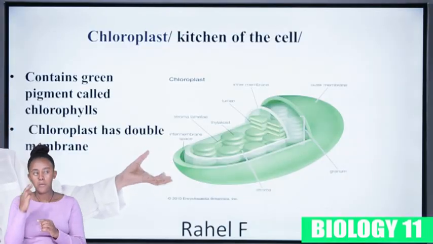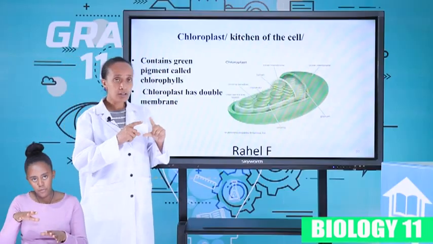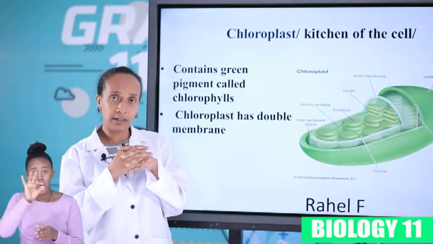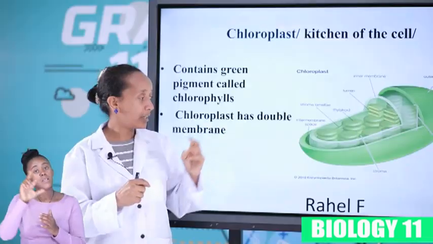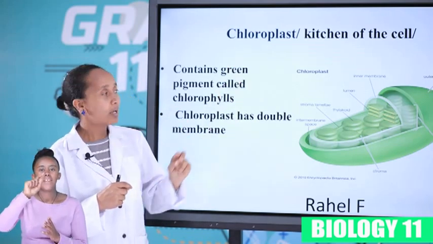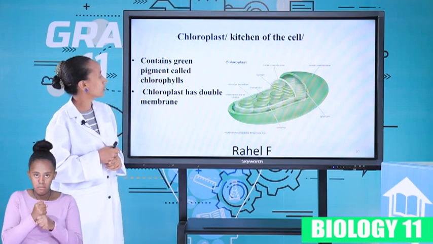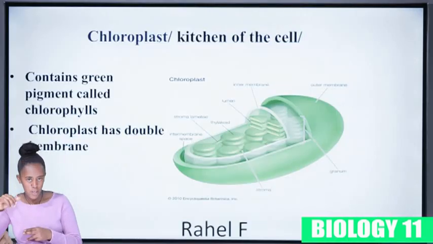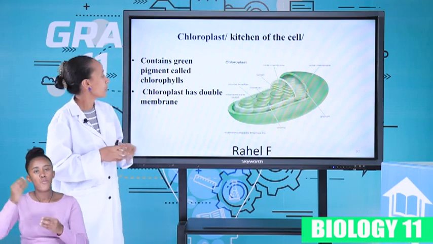The chloroplast, as you know, is one type of plastid. You have learned about plastids in your lower grade. These are structures only found in plants and algae. And plastids are 3 in type, and here we have one of the plastids known as chloroplast. Chloroplast contains a green pigment known as chlorophyll, and chloroplast, due to the presence of chlorophyll, plays an important role in photosynthesis.